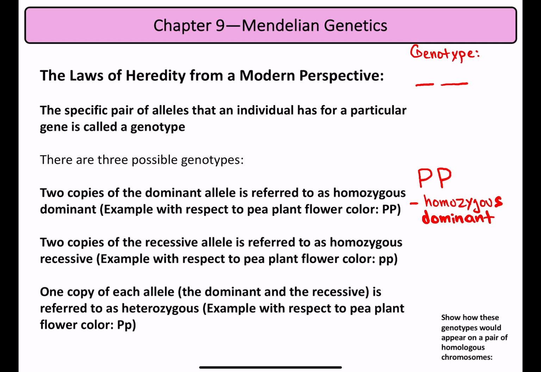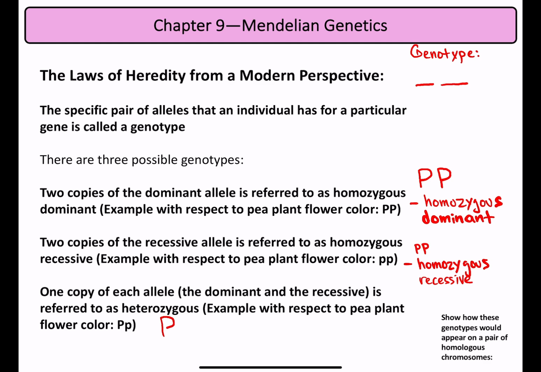What if, on the other hand, you inherited 2 lowercase recessive alleles, both the same but recessive? Well, we would say the name of your genotype is homozygous recessive. Right? So you could have dominant, dominant, you could have recessive, recessive, or lastly, you could have one of each.